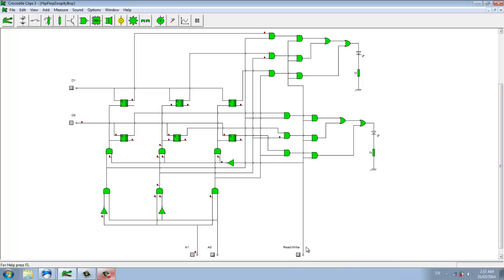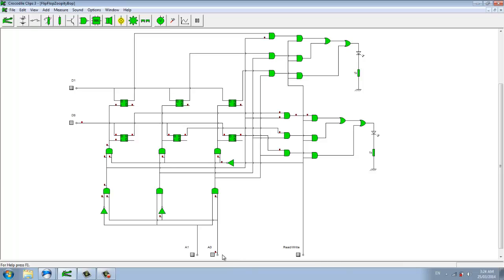However, when the read and write switch is at 0, like it is now, you can see that it goes through the inverter to become a 1, and whichever address is chosen, it will turn those clocks into 1s. Because we have set these flip-flops to trigger on a positive edge, whatever value these flip-flops have stored in them will be outputted.